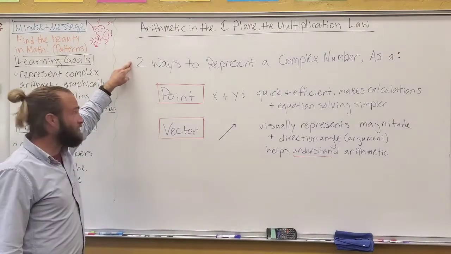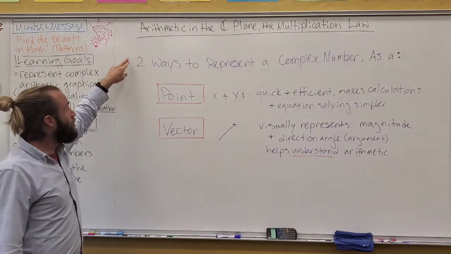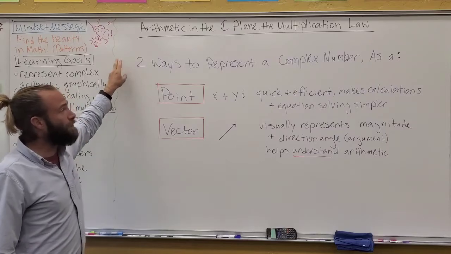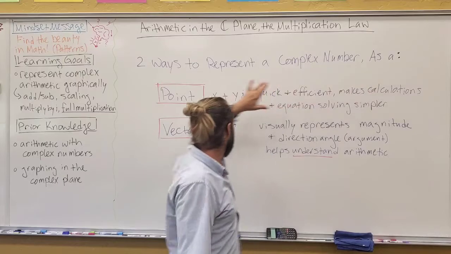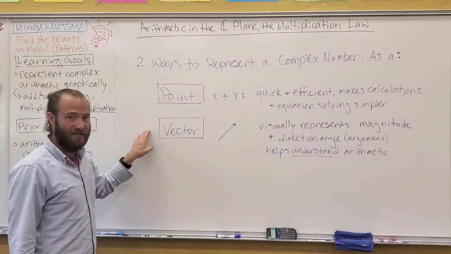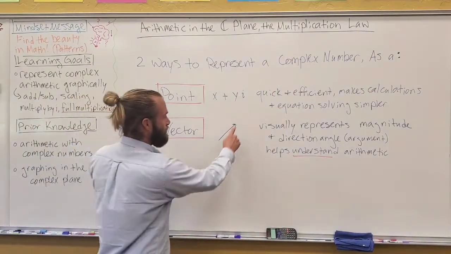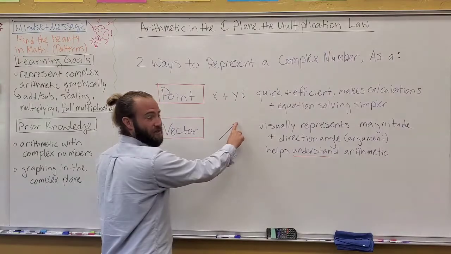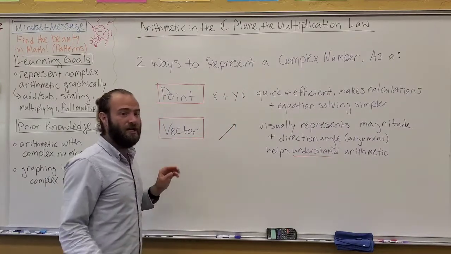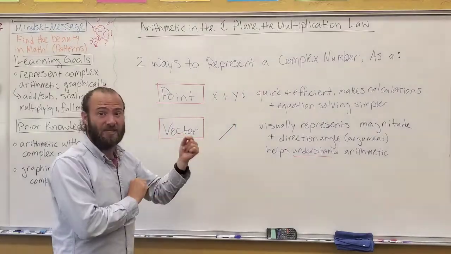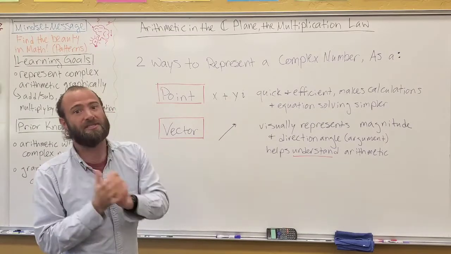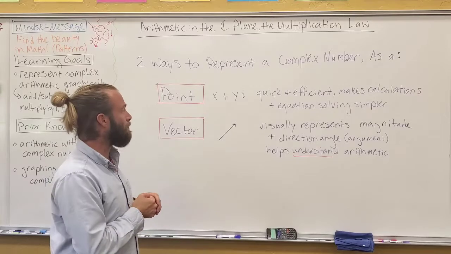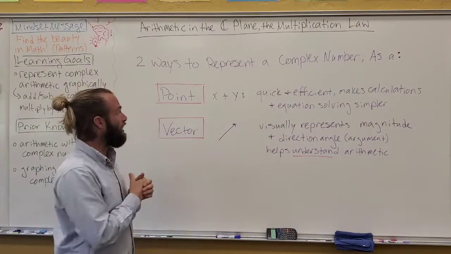Important thing to start out today, I want to remind you, there are two main ways to represent a complex number, okay? We can represent it as a point or as a vector. Now what we've typically done up to this point is we've kind of drawn the point and then put the vector to it, right? But technically the vector itself can be said to represent the complex number, or the point itself could be said to represent the complex number. And there are advantages to each one.